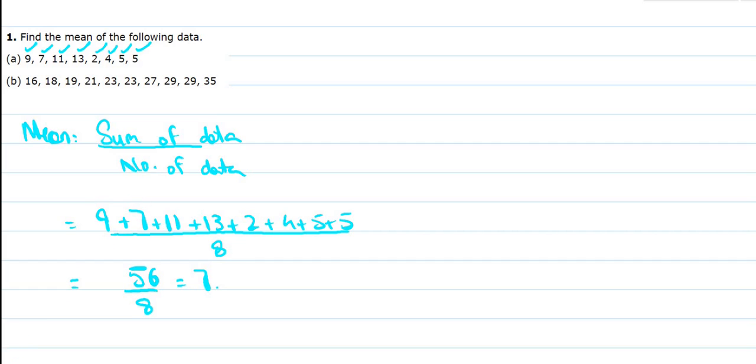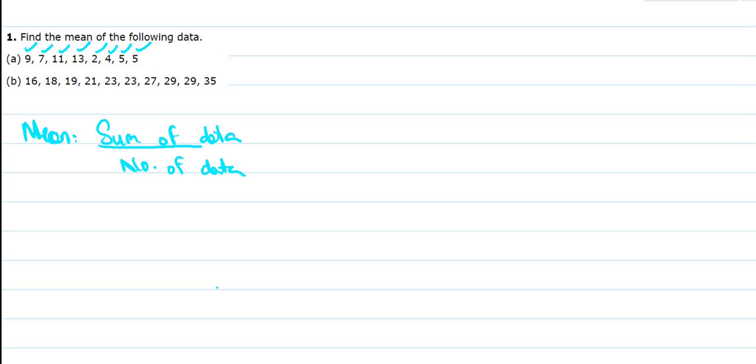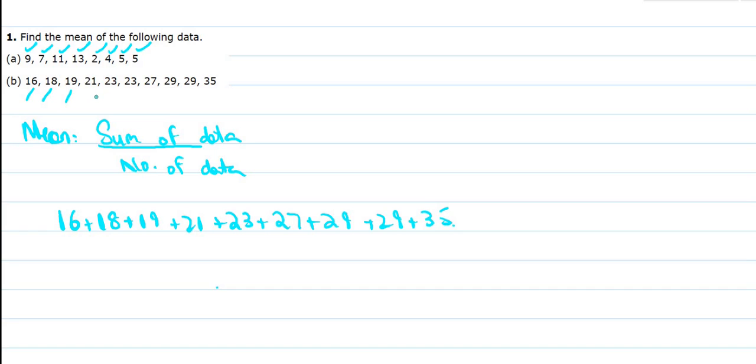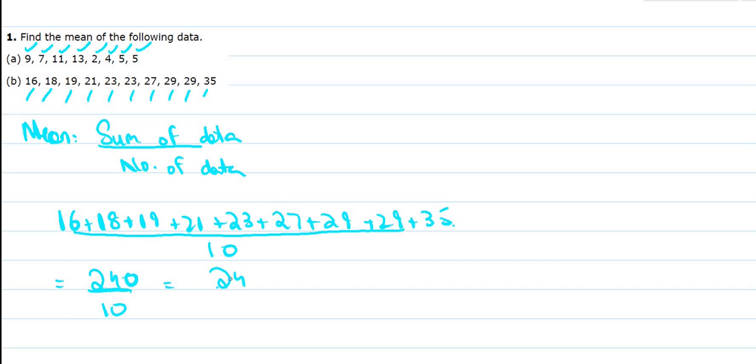Moving on to question 1 part B. In part B, we will simply add the numbers given above, which will be 16 plus 18 plus 19 plus 21 plus 23 plus 27 plus 29 plus 29 plus 35, divided by the number of data, which is 1, 2, 3, 4, 5, 6, 7, 8, 9 and 10. So you divide by 10. Now the sum of data is 240, divided by 10, which means that your mean is 24.